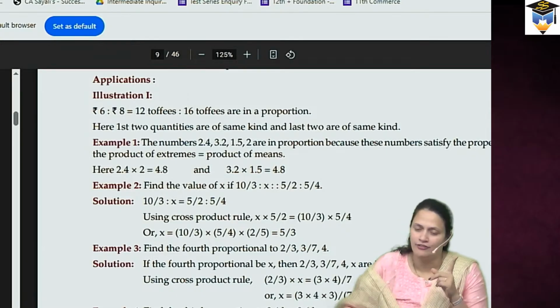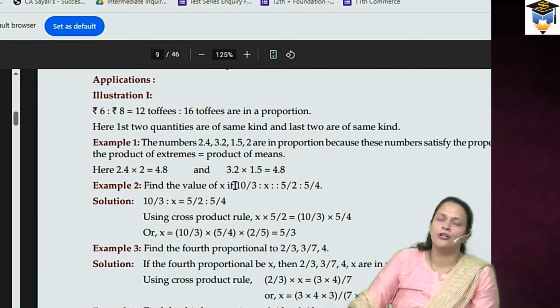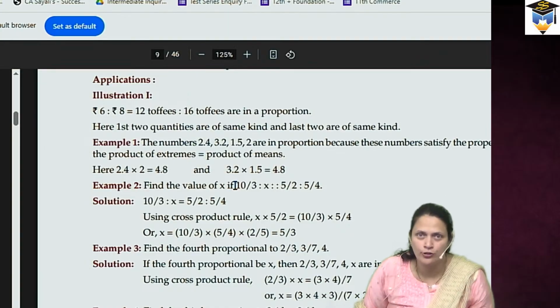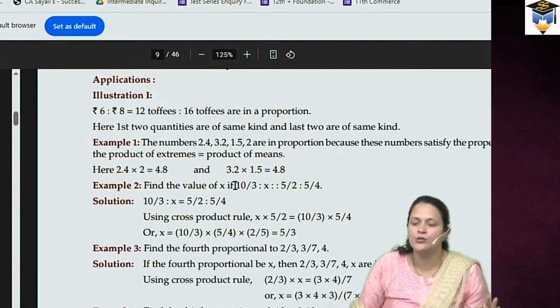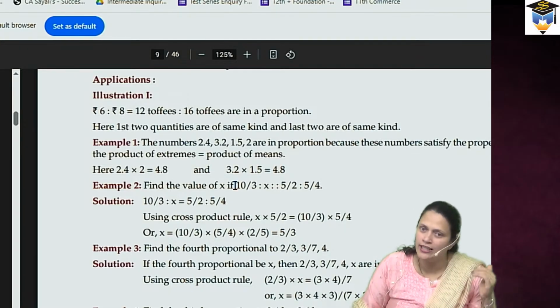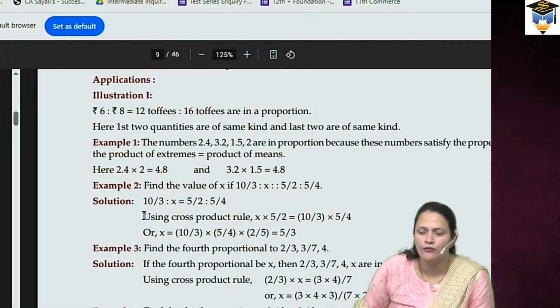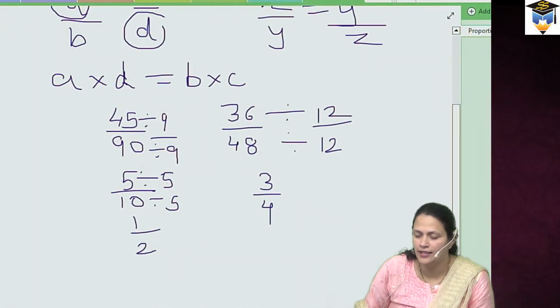Next, we will be solving the next example. See, generally in your module, the in-between steps are not given to you, and because of which many of the students get confused. So wherever possible, I'm trying to show you the in-between steps so that you don't get confused. Alright? So if you see over here, 10 upon 3, 10 by 3 upon x.